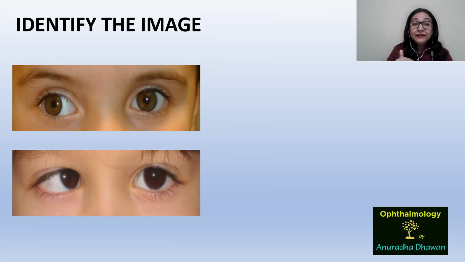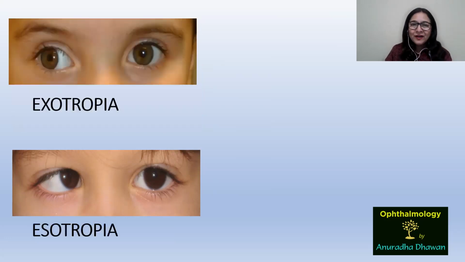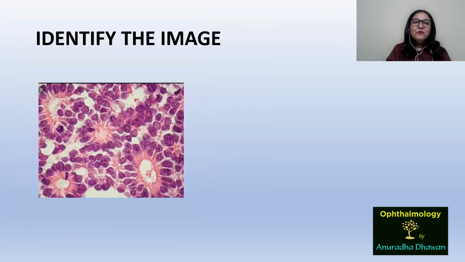If you notice carefully in the lower image, again the left eye is in the center, but now the right eye is deviated inward. Inward deviation of the eye is known as convergent squint or esotropia. Sometimes a simple picture like this can come in the exam. If the eye is diverged out, that is exotropia. If the eye is converged in, that is esotropia. Okay, moving to another image.